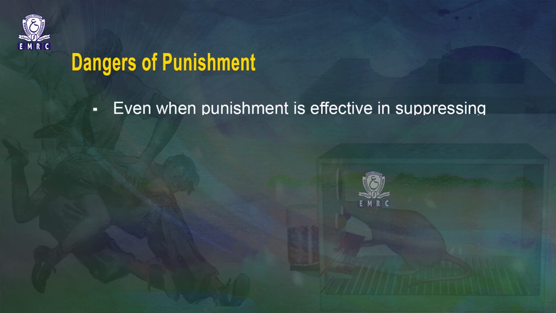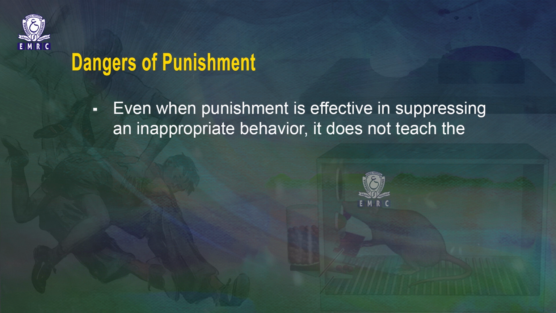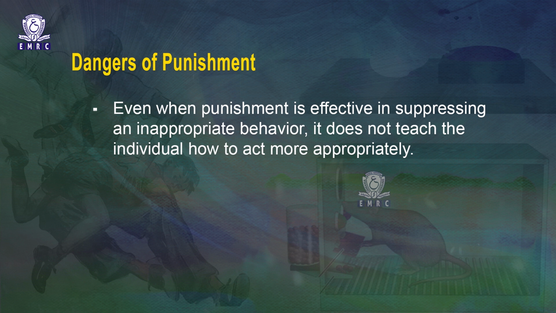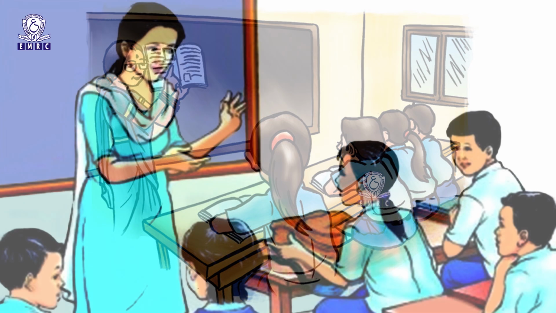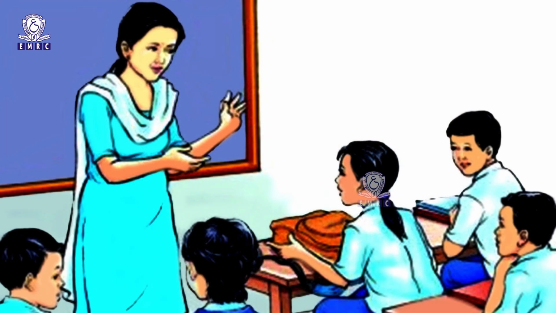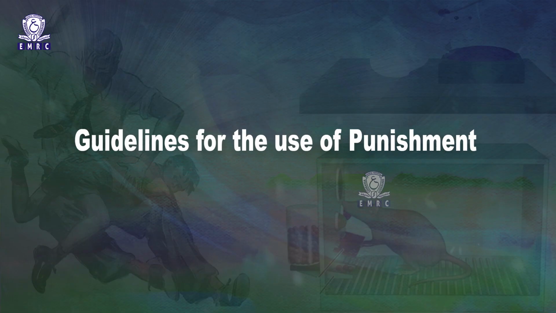5. Even when punishment is effective in suppressing an inappropriate behavior, it does not teach the individual how to act more appropriately. Progress is made only when appropriate behaviors are taught to the individual to replace the inappropriate ones through positive reinforcement. Guidelines for the use of punishment.